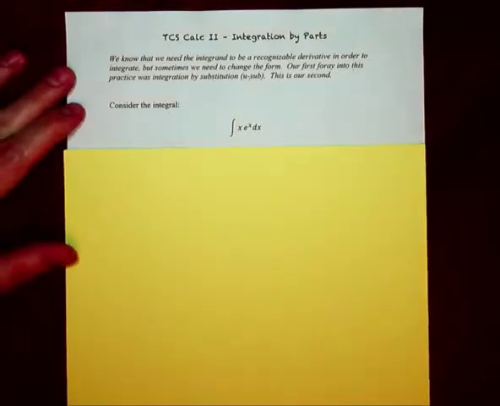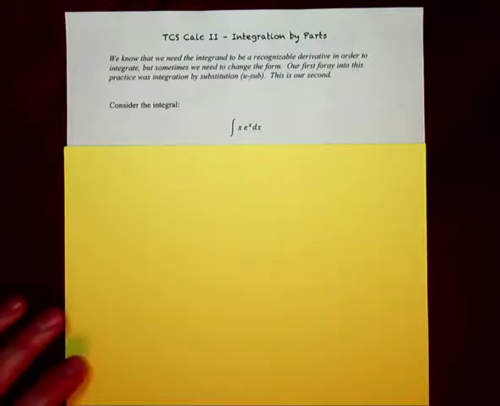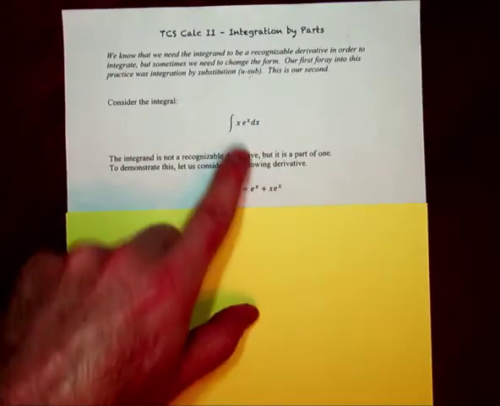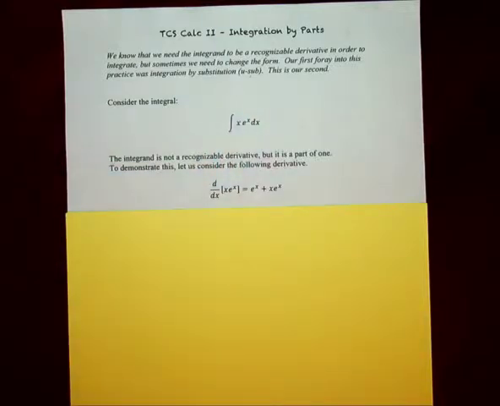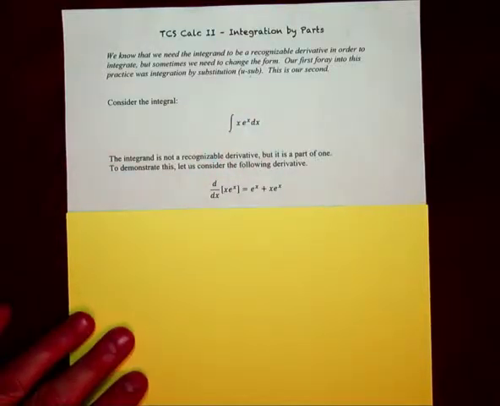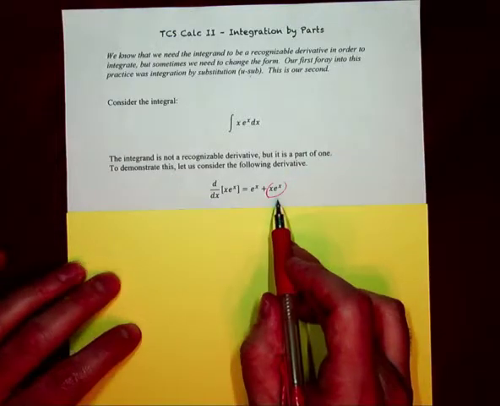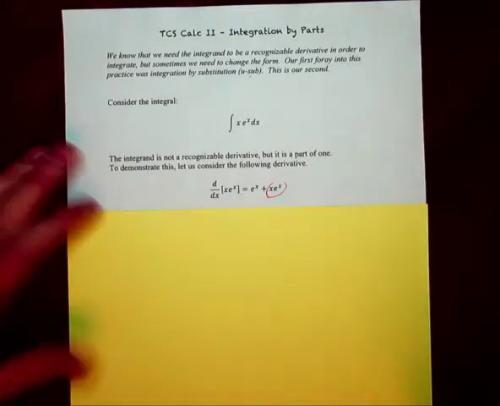Okay, so let's consider, and if you're watching this after class, then of course this is the same example that we did in class. Consider the integral x e to the x. Now that is not a recognizable integral, it's not a recognizable derivative in the integrand, but it is part of a recognizable derivative right here, right? So it's not the whole thing, but it's part of it. Okay, well maybe that'll actually wind up helping.